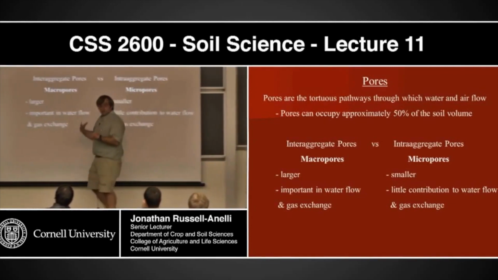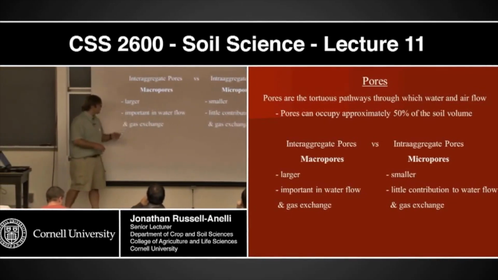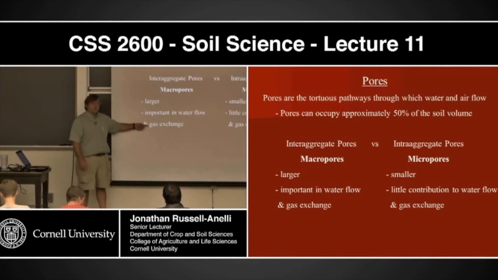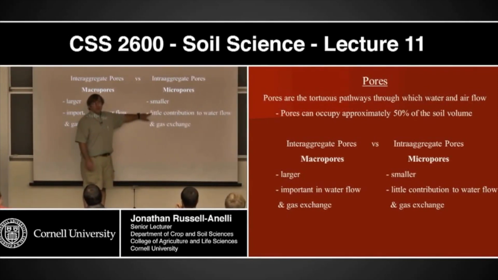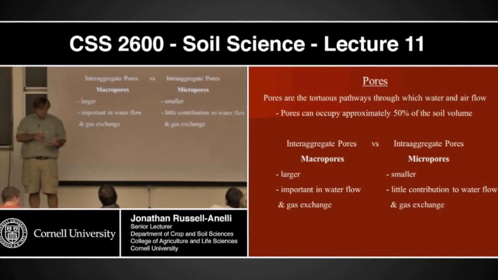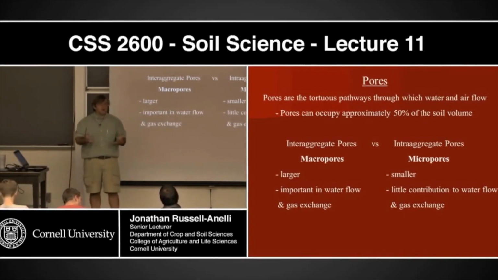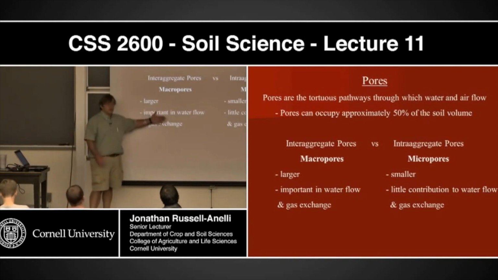The macropores are large. They're important for transport and water flow and gas exchange. This is where the air moves as well. Micropores, smaller obviously, they have little contribution to water flow, huge contribution to water storage. They also have very little contribution to gas exchange. There is gas exchange and water exchange, but because of the nature of these pores, the exchange of water and oxygen is extremely slow. Infiltration events, they're not going to be driving a lot of the exchange. They're going to be sucking it in and just holding it.